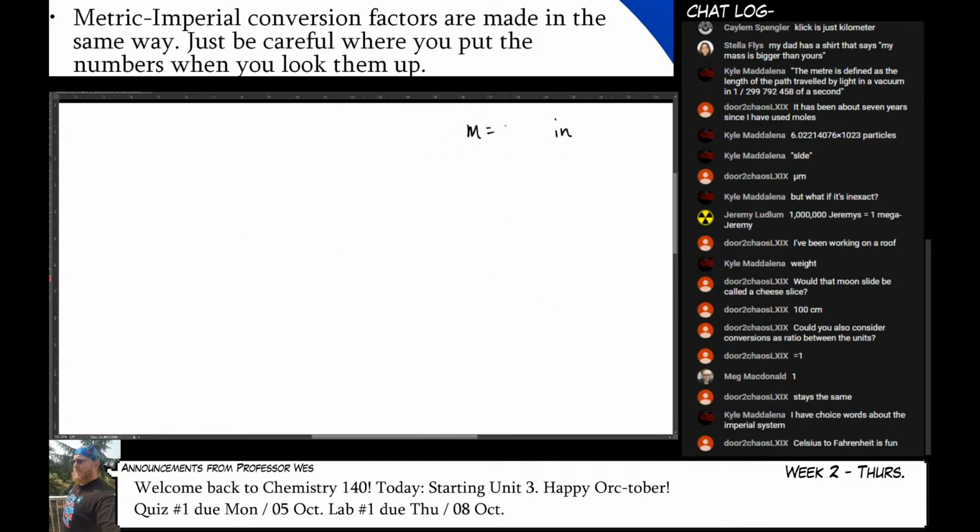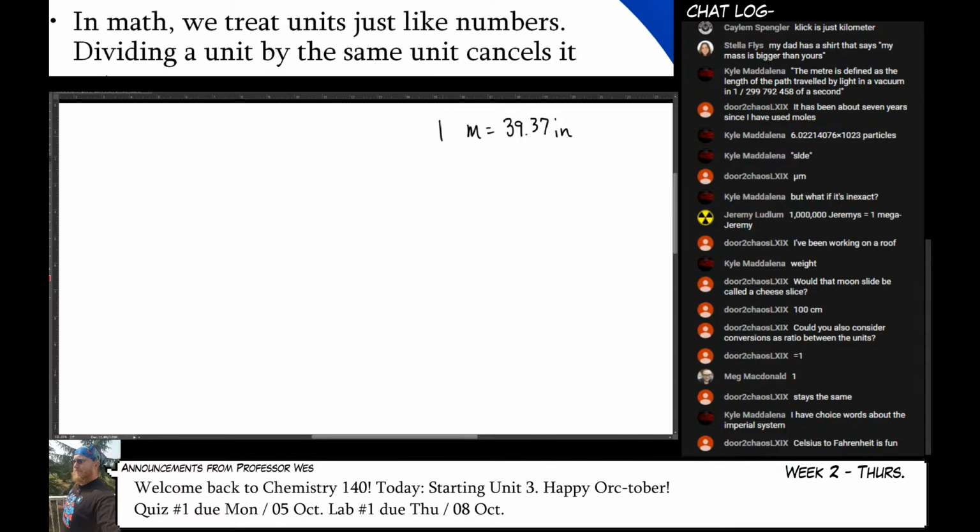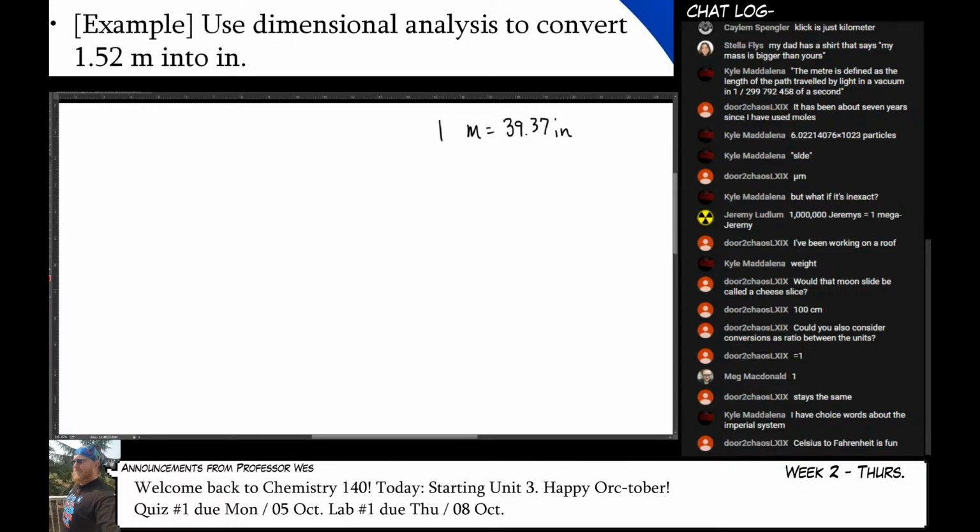So the screen's going to be a little bit garbled for a second here. Where is... There we go. That's what we want.